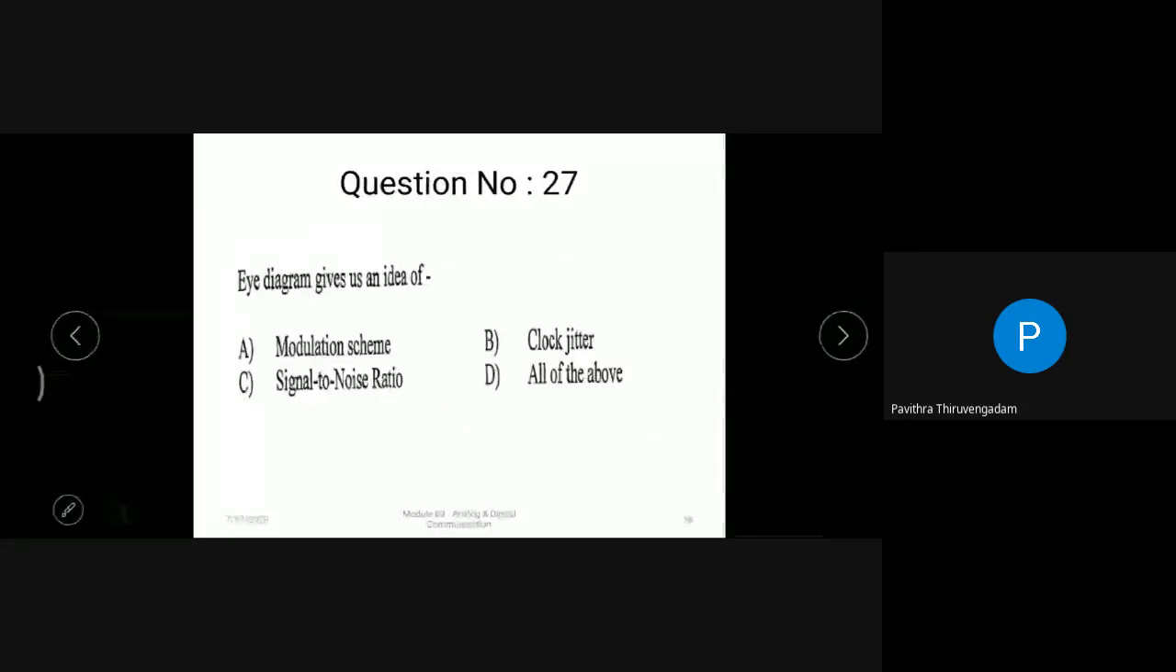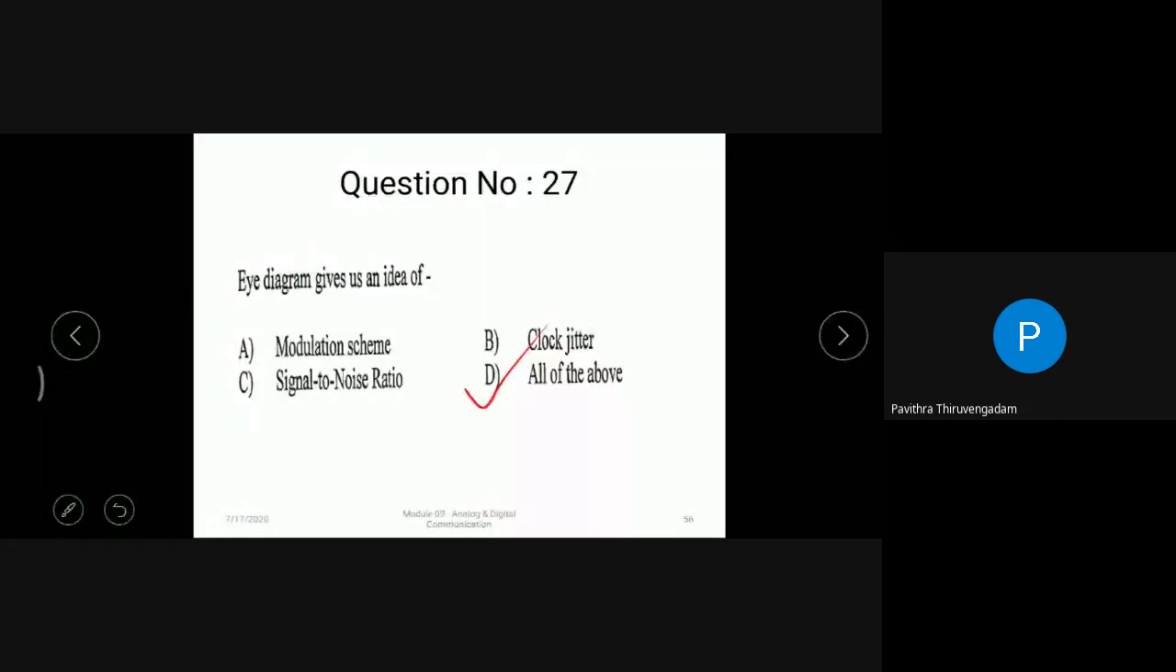Okay. Next, the eye diagram. The eye diagram in communication systems gives the idea about modulation scheme, SNR, as well as clock jitter. Okay, the eye diagram will give the information about all these three. So the option is D, all the above.